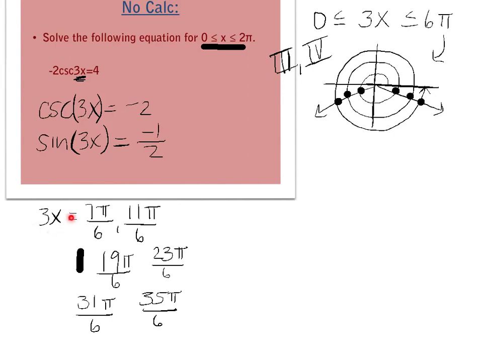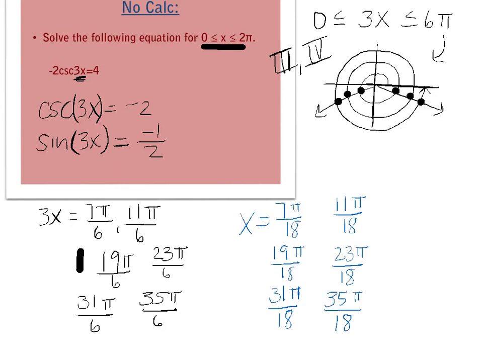Again, we need to remember this is set equal to 3x. So we need to divide all of those by 3. Again, I'll save you the suspense on that too. So here are your 6 answers in blue. Again, I just took all of these and divided them by 3 or multiplied them by 1/3. All that did was change the denominators from 6's to 18's. And those are my final 6 answers for that problem.